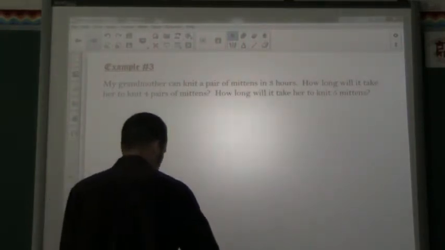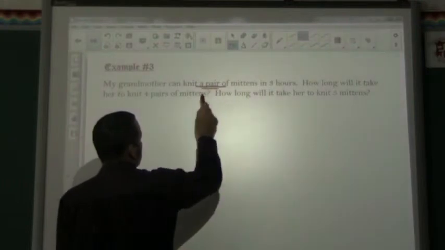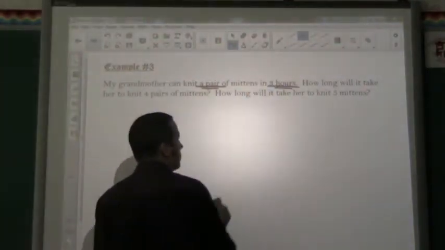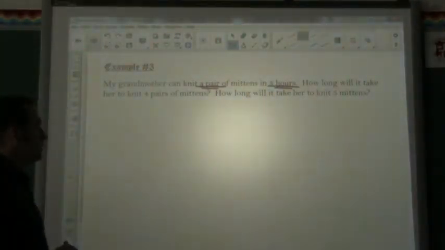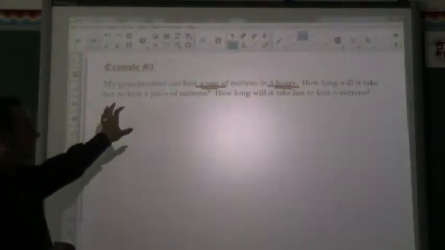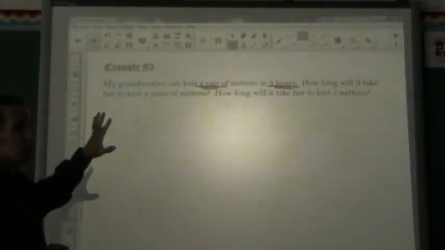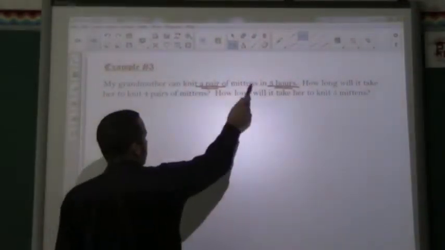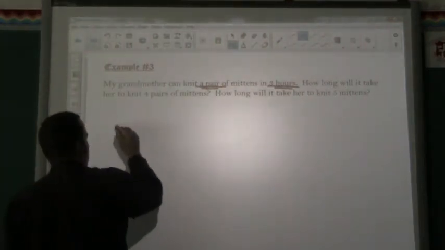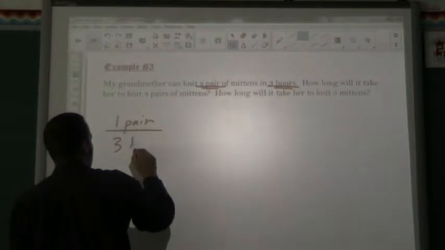So we set up our initial ratio. It says that she can knit a pair, so a single pair, in 3 hours. Sometimes there'll be a lot of wording to a question, and if that's the case, I find a good strategy is to underline the important information. So in this case, it's a pair of mittens in every 3 hours. Okay, so 1 pair every 3 hours.